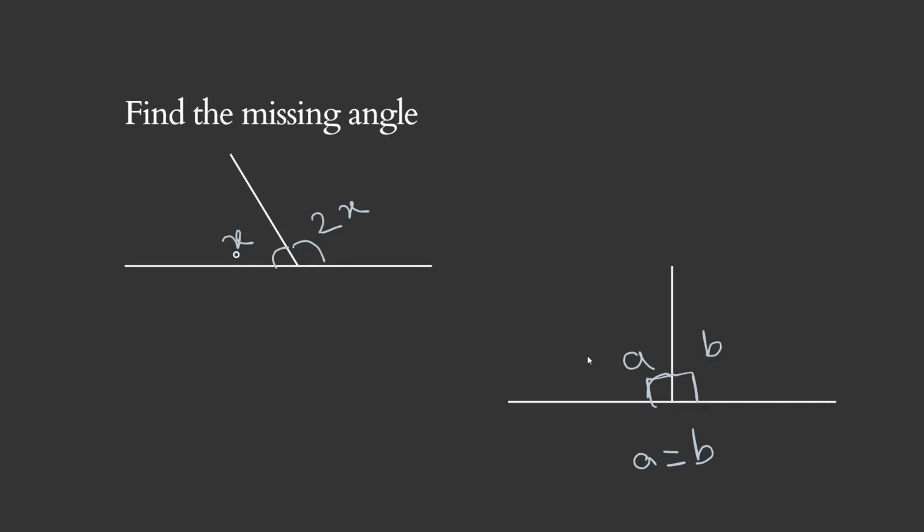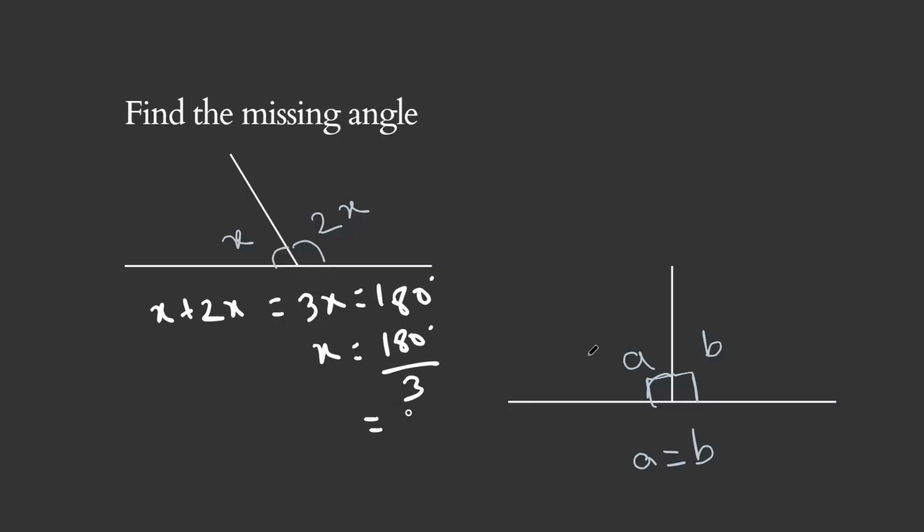Find the missing angles. Here you see x plus 2x. We know that the angle on a straight line is 180 degrees. So x plus 2x is equal to 3x, that is equal to 180 degrees. So x is equal to 180 degrees divided by 3, which is equal to 60 degrees. So this is 60 degrees. 2x, 6 2s are 12, 120 degrees.